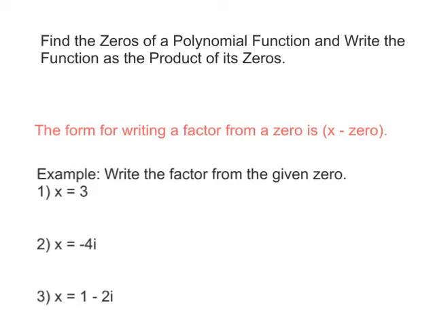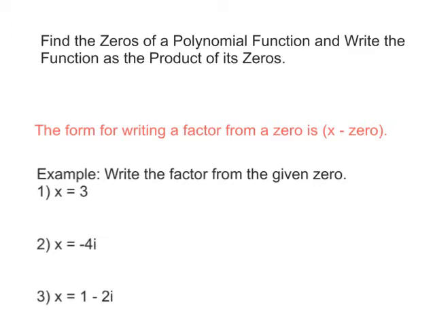In this video, we're going to look at finding the zeros of a polynomial function and then writing the function as the product of those zeros. The proper form for writing a factor from a zero is x minus the zero, okay? And so what we're going to do first is just look at writing a couple of factors from a zero that's given to us, okay?